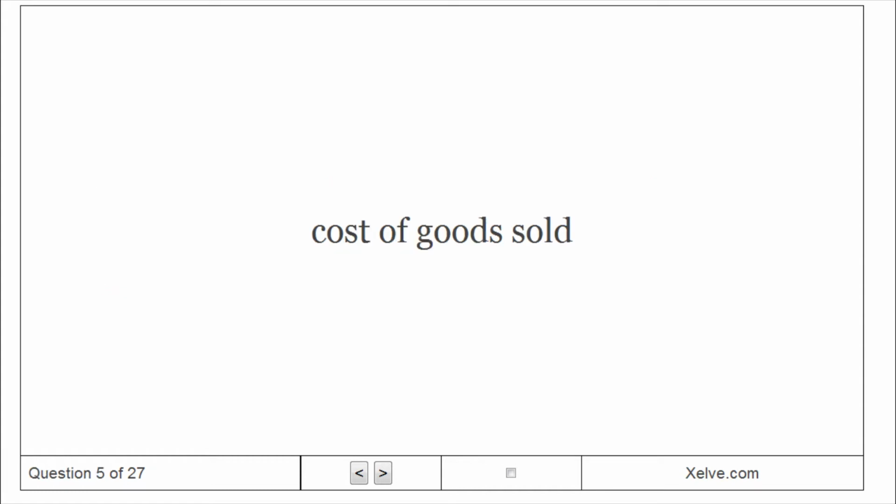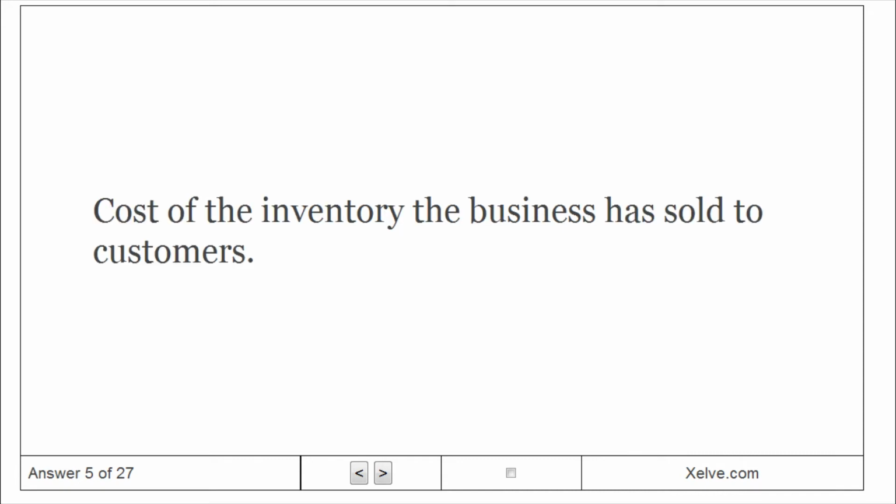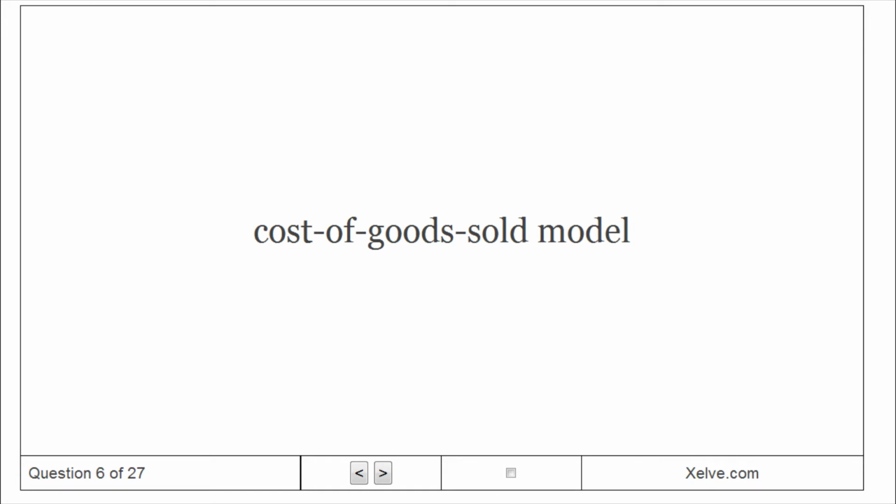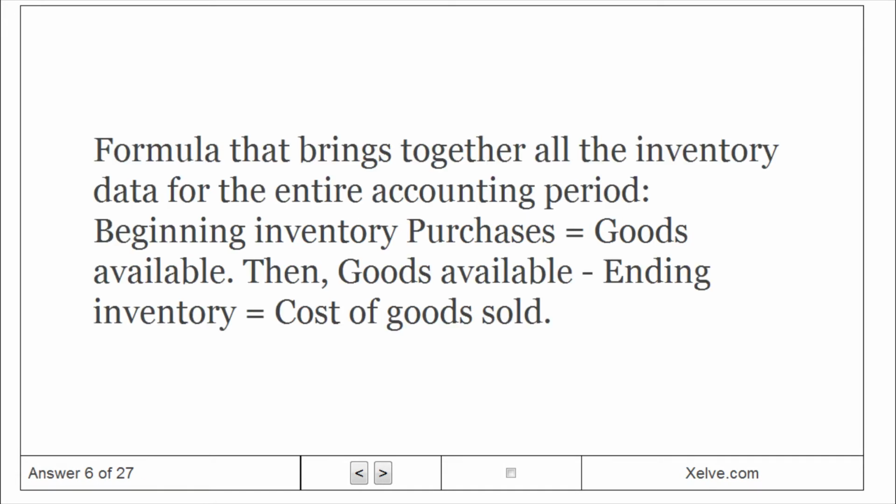Cost of goods sold. Cost of the inventory the business has sold to customers. Cost of goods sold model. Formula that brings together all the inventory data for the entire accounting period: beginning inventory plus purchases equals goods available; goods available minus ending inventory equals cost of goods sold.